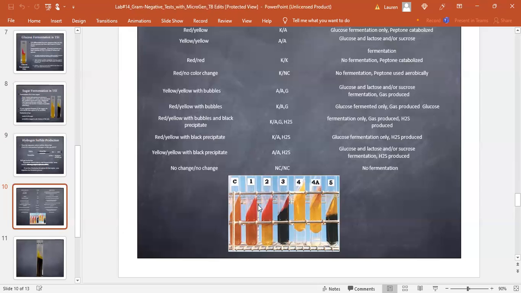Right. So that's what this is indicating, that there is a change in the slant, but not the butt. So that would be a K for the slant slash NC, which means no change or no fermentation. So for this one, there's no acidic byproduct anywhere in this tube. So if there's no acidic byproduct, what does that tell you about what's happened to the sugars?